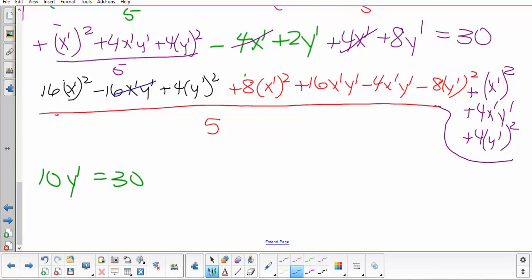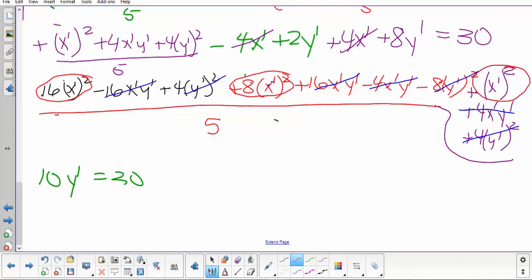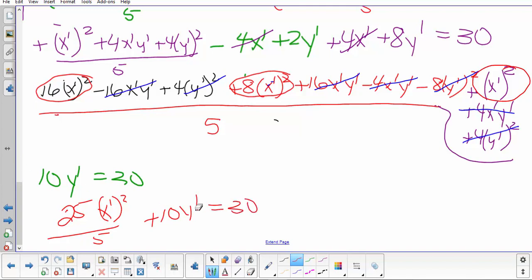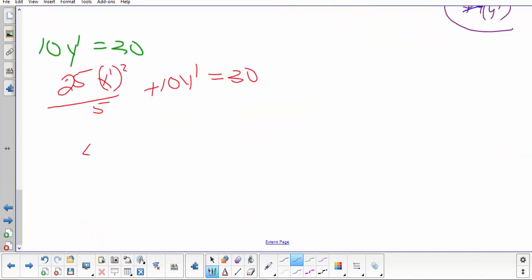So I have negative 16x'y' and a positive 16x'y', they cancel. Then I have a negative 4x'y' and a positive 4x'y'. Negative 8y' squared is going to cancel with the positive 4 and the positive 4 here. So as I finish combining like terms, I have 16x' squared, 8x' squared, and 1x' squared. So that gives me 25x' squared over 5 plus 10y' equals 30. So, continuing to simplify, we get 5x' squared plus 10y' equals 30.